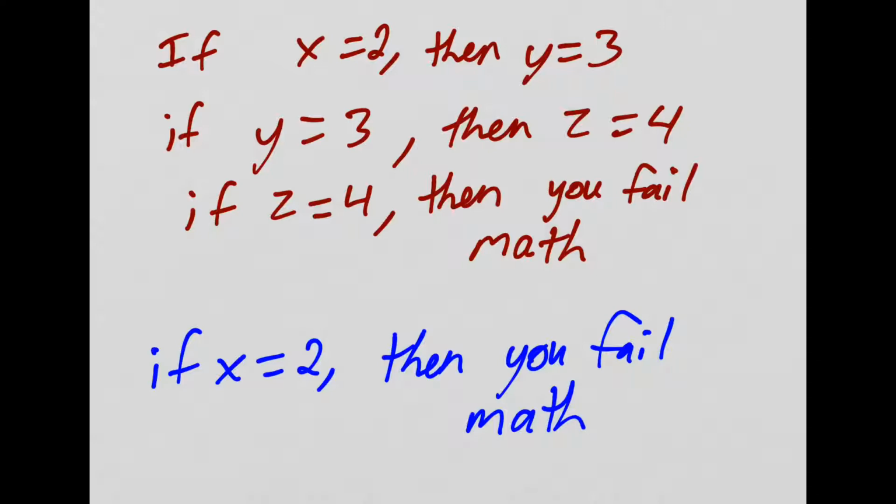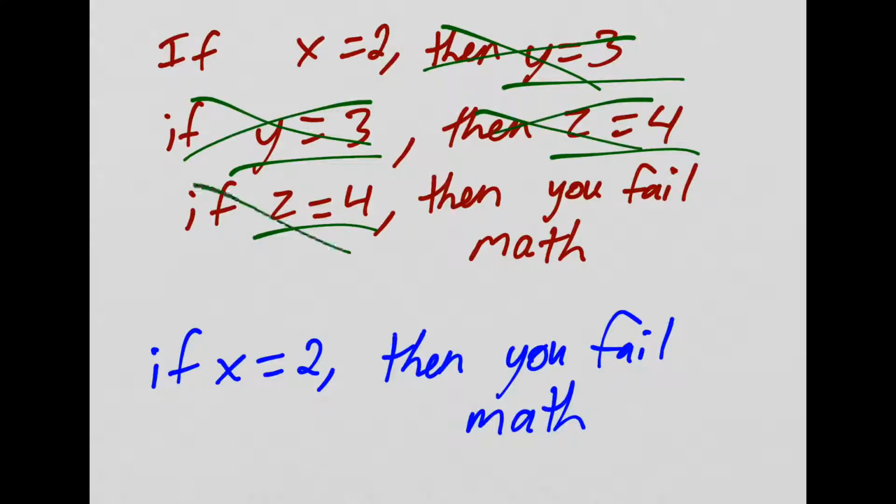So here's an example of syllogism. If we have a series of statements, such as if x equals 2, then y equals 3, and notice the repetition, and if y equals 3, then z equals 4. If z equals 4, then you fail math. We can cross off all these parts that repeat and just take our first hypothesis and our last conclusion. And we can say that if x equals 2, then you fail math.